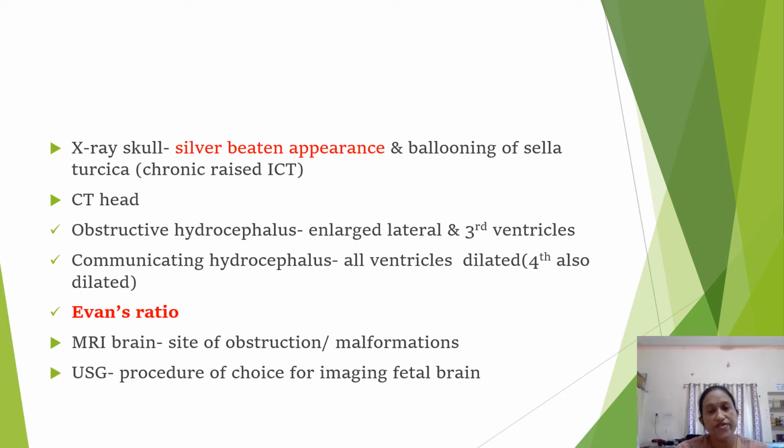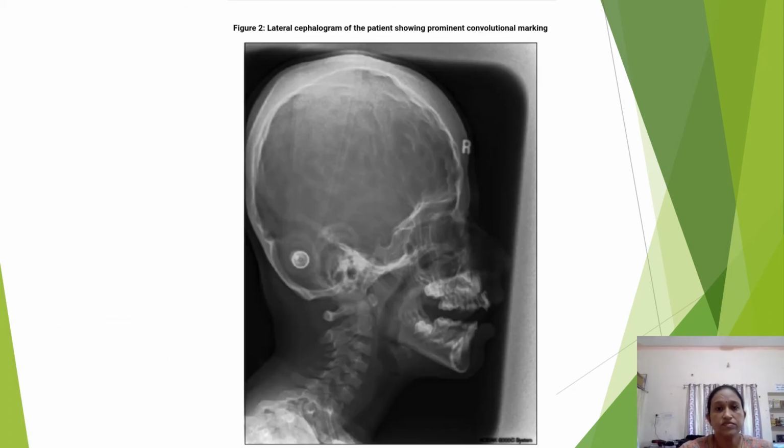And say if a mother had a child who suffered from hydrocephalus in first pregnancy, then there are chances that there are some pathologies which may be there in the next pregnancies too. So in that condition, we should monitor the fetal brain also, and for that procedure of choice is ultrasound of the fetal brain. Then here in this diagram you can see the beaten silver appearance that occurs because of chronically increased intracranial tension. Okay, so these convolutional markings you can see very well all over the skull.